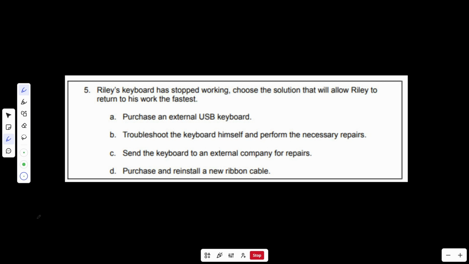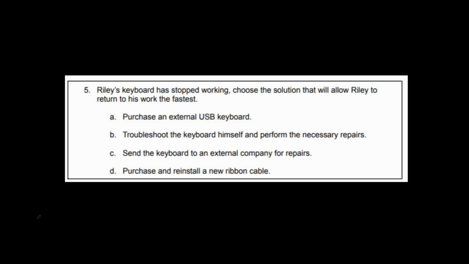Riley's keyboard has stopped working. Choose the solution that will allow Riley to return to his work the fastest. A, purchase an external USB keyboard. B, troubleshoot the keyboard himself and perform the necessary repairs. C, send the keyboard to an external company for repairs. Or D, purchase and reinstall a new ribbon cable.